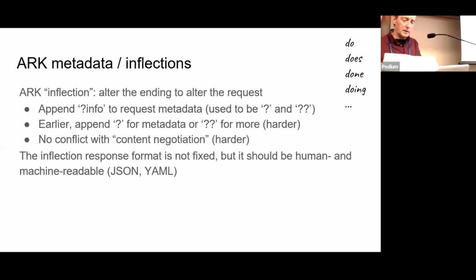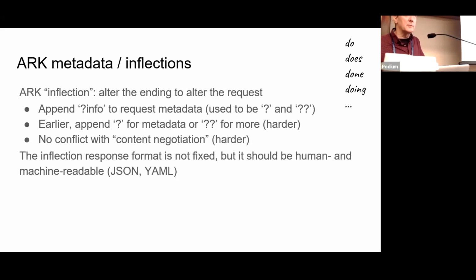So question mark info is an example of an ARK inflection, which is basically a grammatical device to change the meaning of a word by making small changes to it. In grammar, do, does, done, doing, all those words are not registered in the dictionary because they don't need to be, and that helps you with maintenance. Rather than requiring people to invent a whole new identifier for the metadata, this reduces the management load.